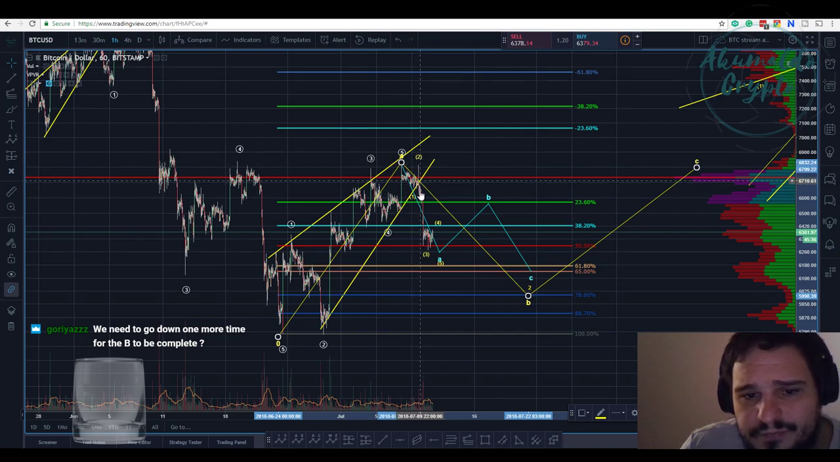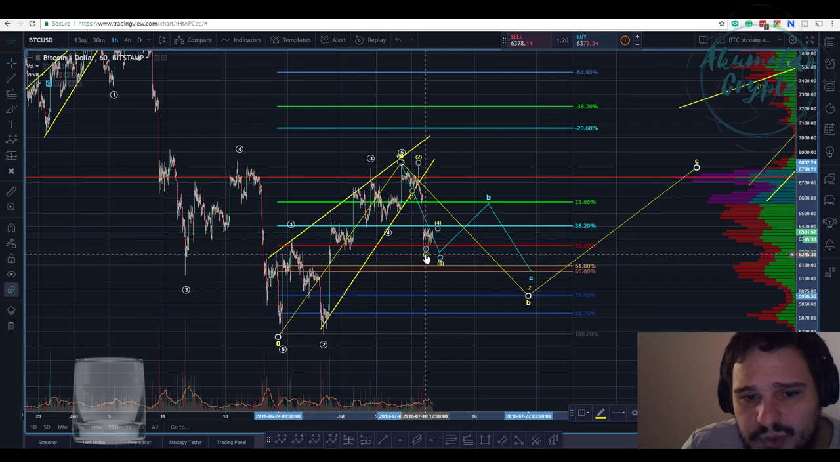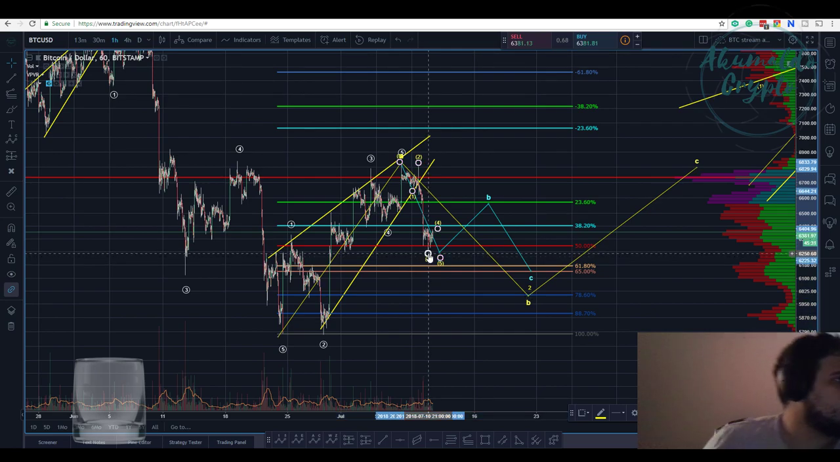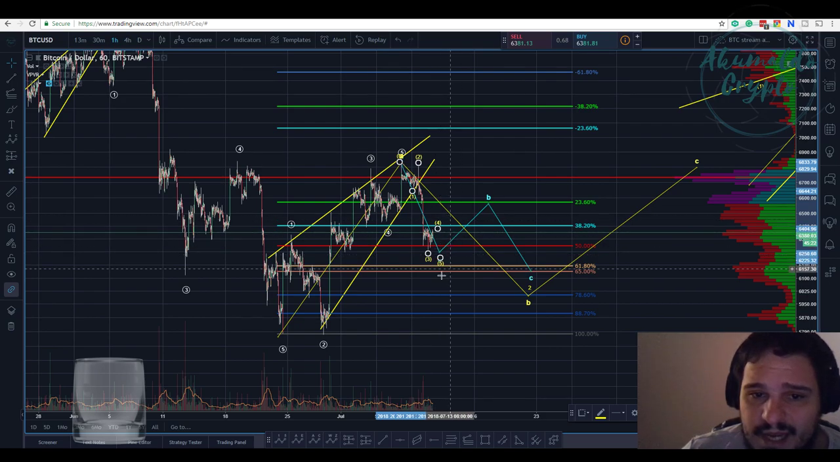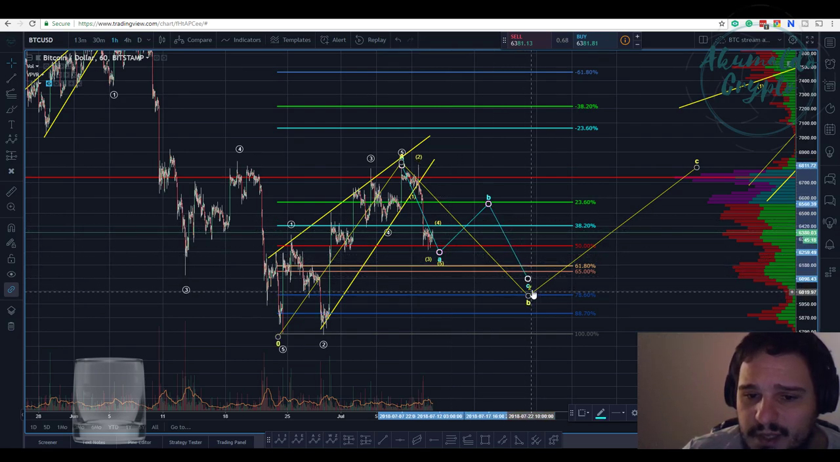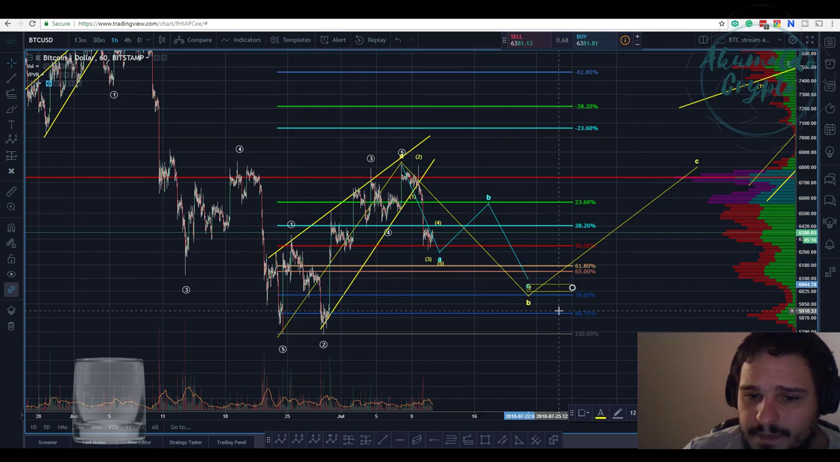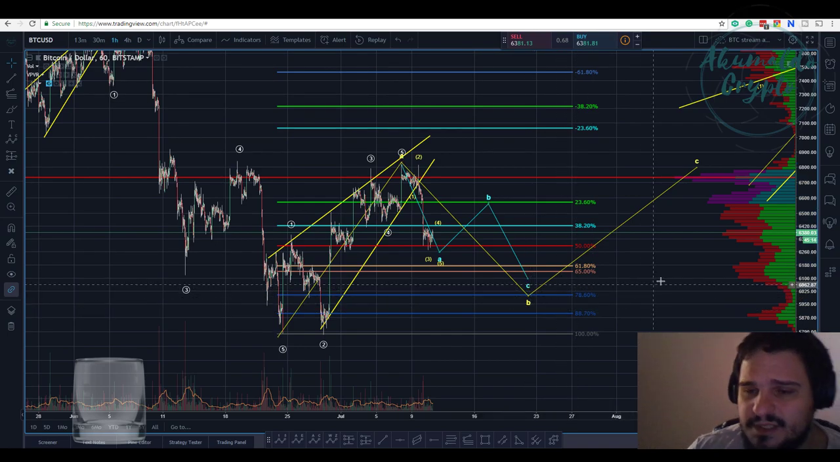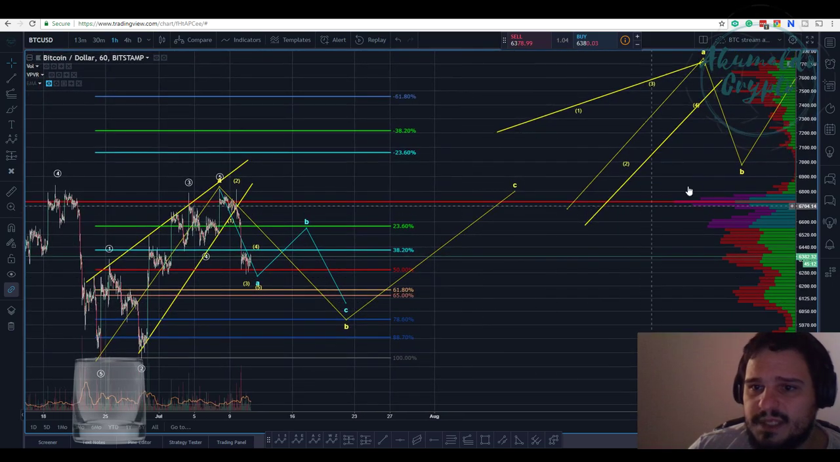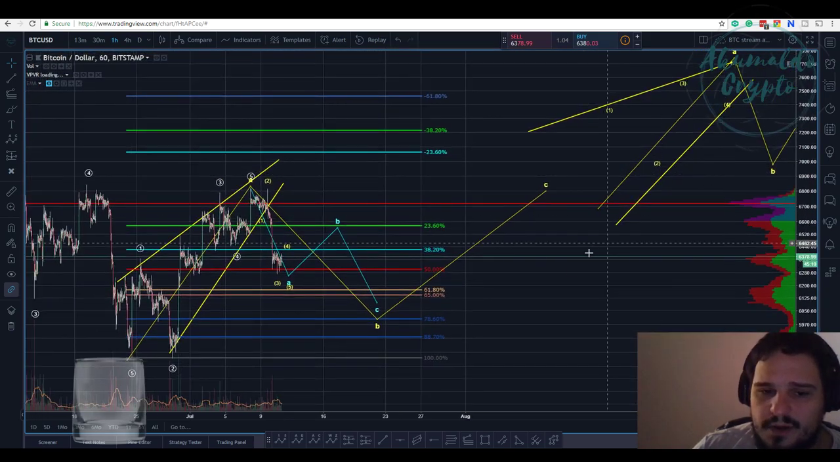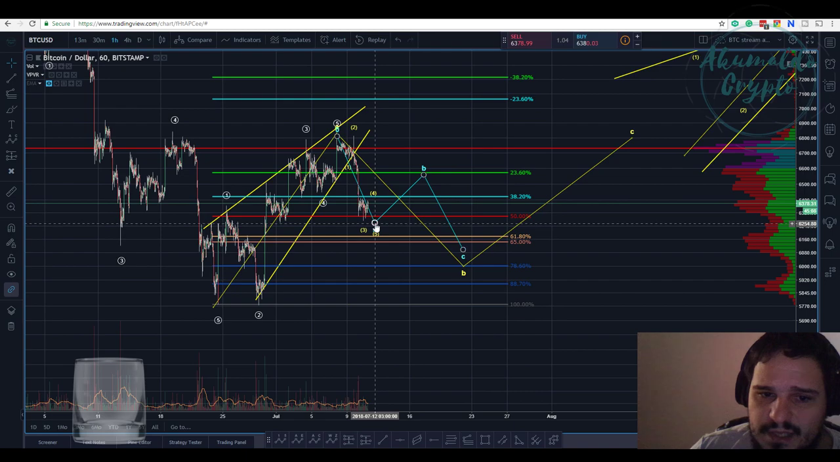Then we just fell down. This is our tree that might, we need to go down one more time for the wave to be complete. Yes, this A here, this is the ABC of wave B, okay? Assuming that this expanded corrective pattern is correct, this is our wave A, okay?